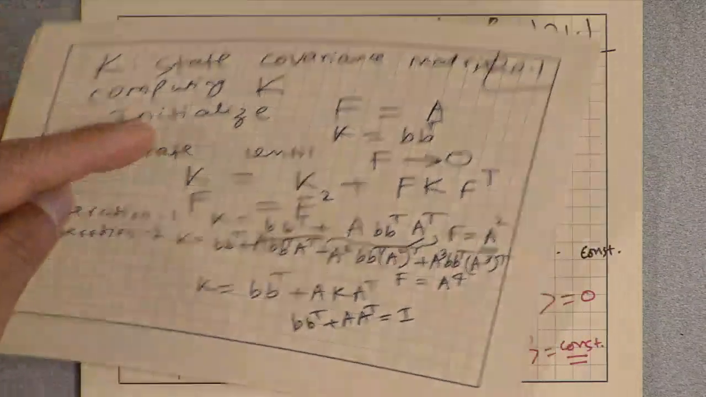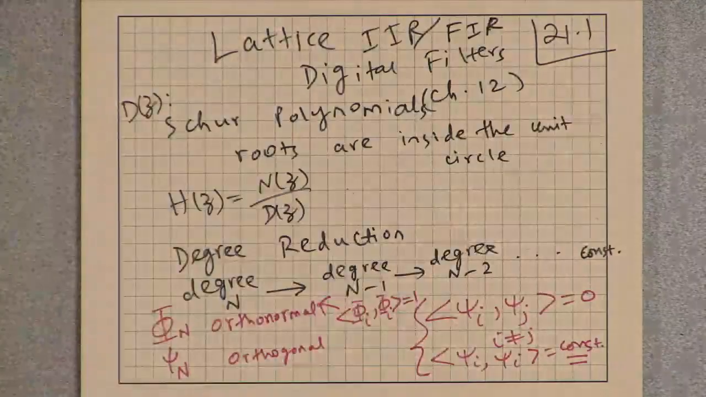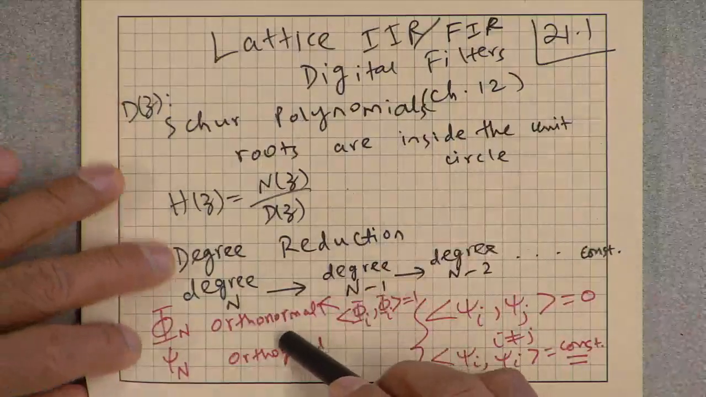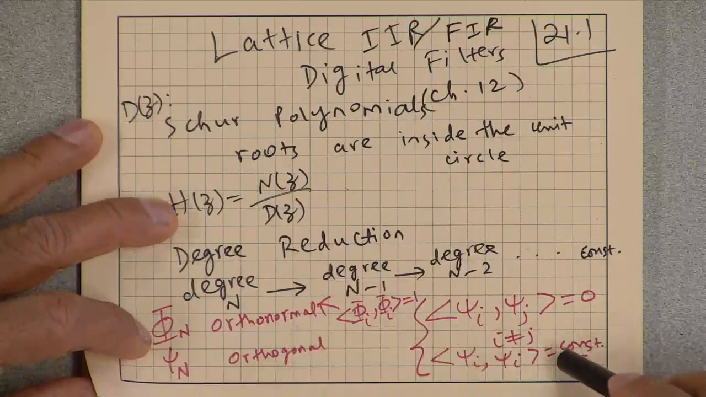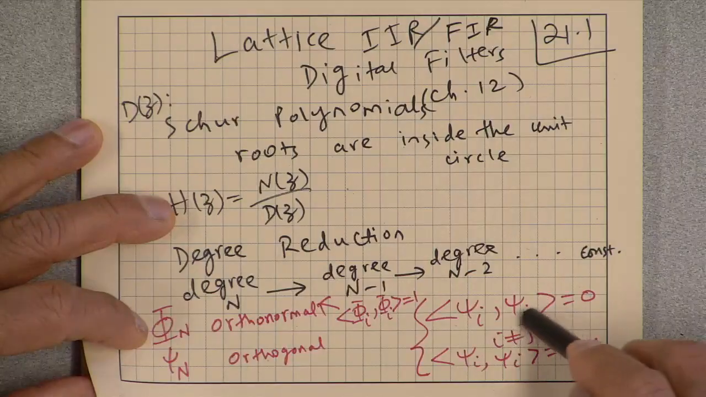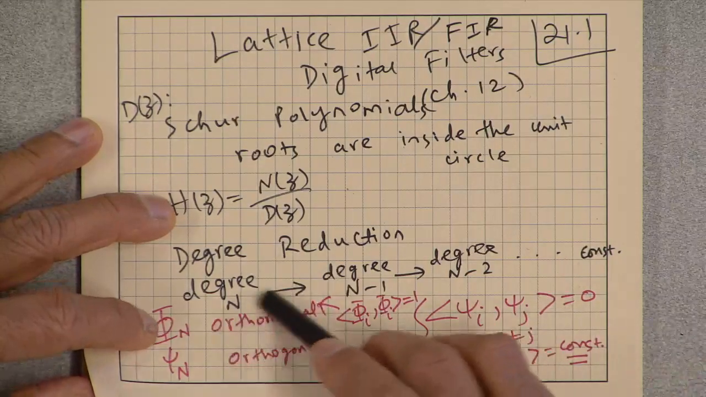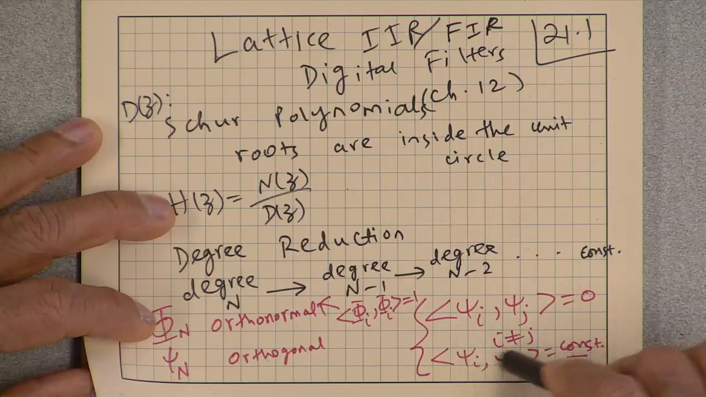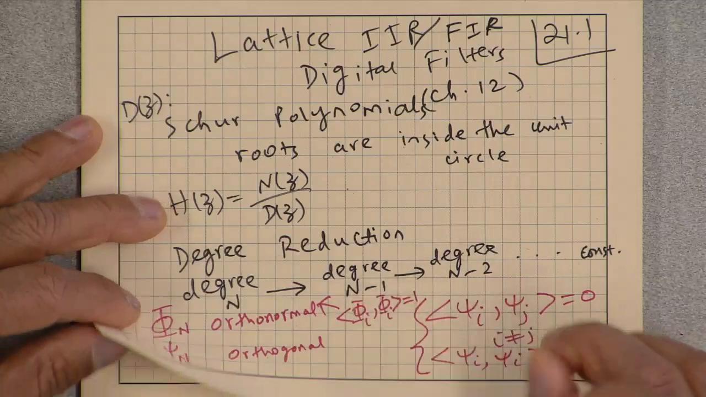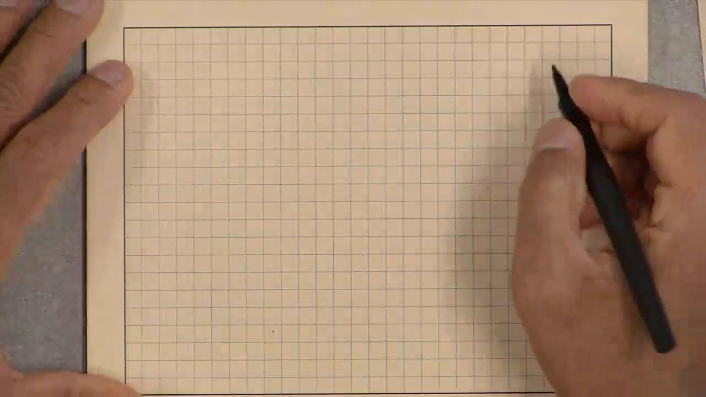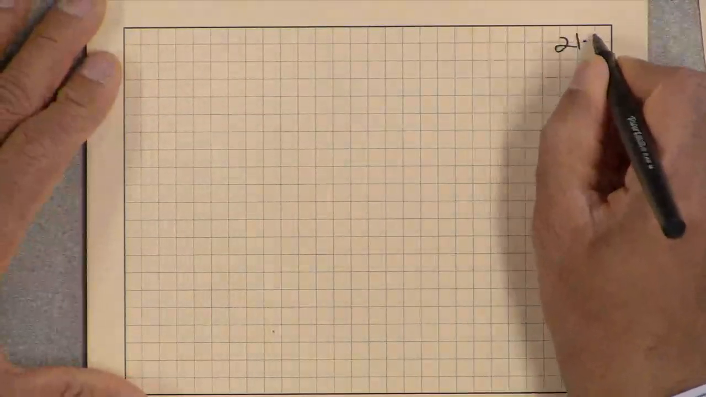That's the main difference. The states are always orthogonal because the inner product of one state with respect to another state is 0. That's the condition for orthogonality. Orthonormality means the inner product of the state with respect to itself is going to be 1 when it is orthonormal, and some other constant when it is orthogonal.